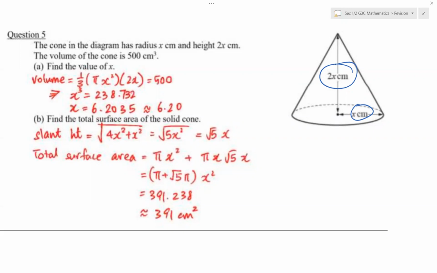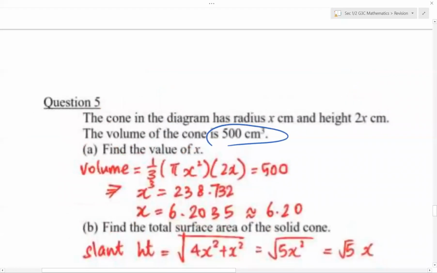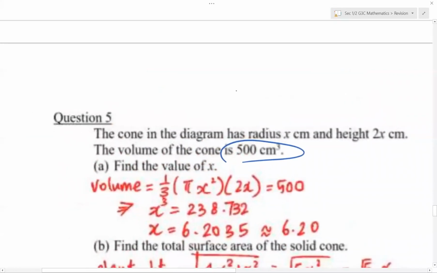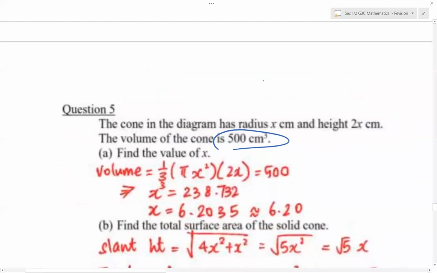Then it further tells us that the volume is 500 cubic centimeters. Based on this, volume of cone, 1/3 pi r squared h. Surely we need the formula for volume of cone. Just write it down first. They tell us that it's 500. Okay, very good. This is 500. What else did they say?